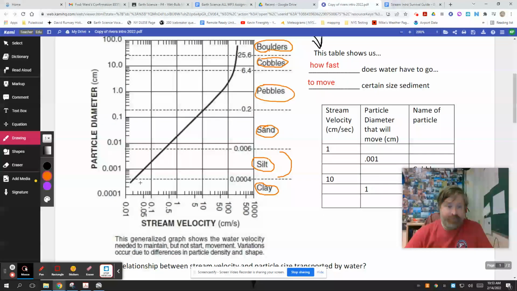That said, here's the job. This black line is the answer to the questions. This black line tells you how fast the water has to be going to move the size particle, right? Stream velocity, speed of the water, particle diameter, size of the bit, right? So let's do the first one, and then I'll have you try some of the other ones. If the stream velocity is 1, so my stream velocity is moving 1 centimeter per second, there it is right there. We'll blow this up a little bit.